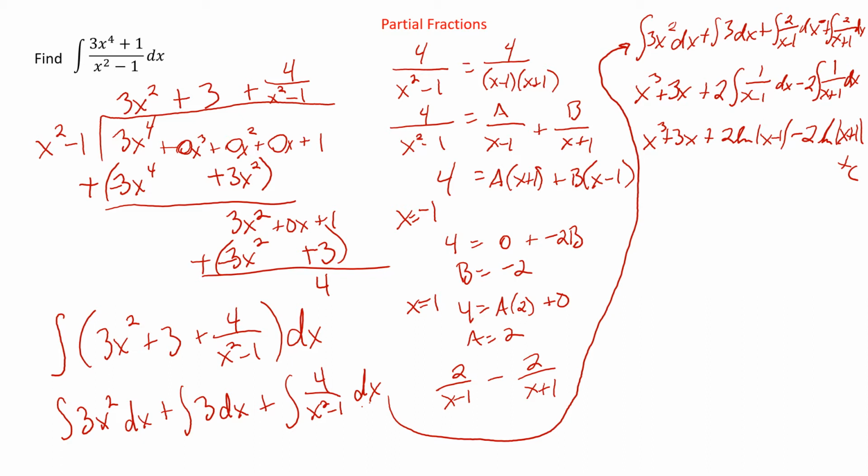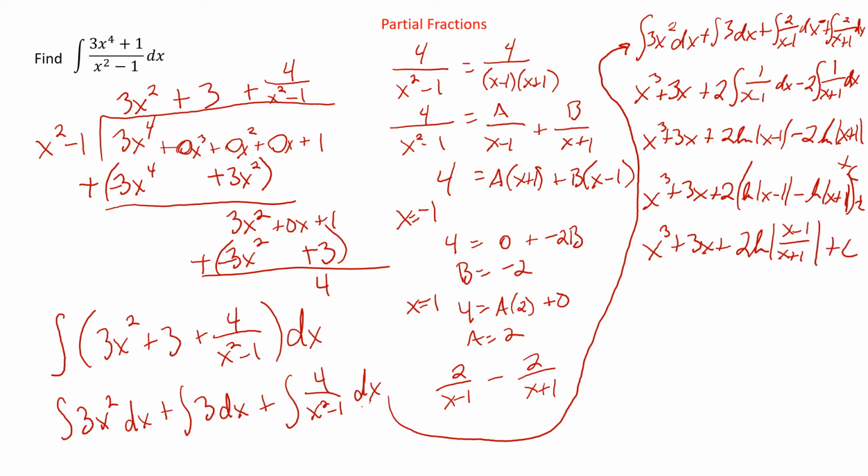We can combine these now. The 2's here in the natural log could factor out. So we have x cubed plus 3x plus 2 times natural log x minus 1 minus natural log x plus 1 plus c. And then our log properties, when we subtract logs, that means we could divide the inside. x cubed plus 3x plus 2 natural log of x minus 1 over x plus 1 plus c.